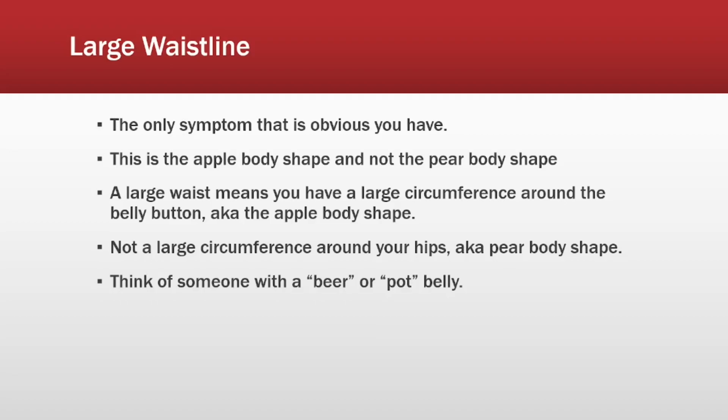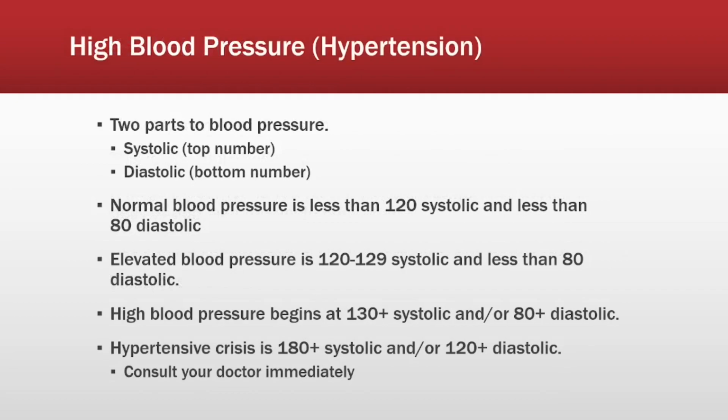So this would be considered the apple body shape, where you're just round in the abdomen. So a large waistline, that generally means the circumference around your belly button. So if you measured around your entire waist at your belly button, that would be your waistline. It's not like where some people have their pants underneath their stomach. So they might wear a pant that's like a 32, but their waist could be like a 42. So we're talking about the waist over the belly button would be the actual measurement you're looking for. And the ones around your hip, that's your pear body shape. So that's not the one we're talking about. It's strictly just around your belly button.